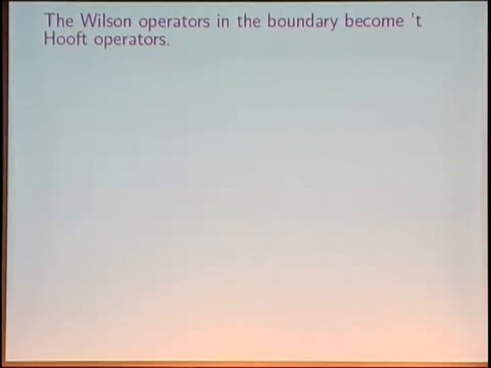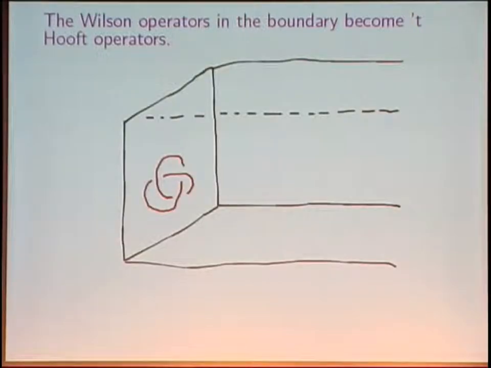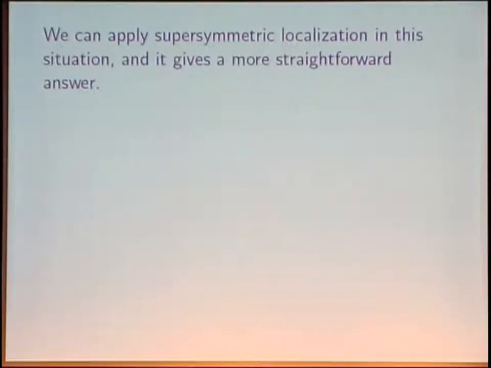Electric-magnetic duality turns the Wilson operators into 't Hooft operators. So I've drawn now exactly the same picture as before, but it's supposed to tell you something different. The red knotted loop is now the support of an 't Hooft operator rather than a Wilson operator. Now, we still have a supersymmetric setup. So again, we can apply supersymmetric localization. But when we do it now, we get a more straightforward answer.